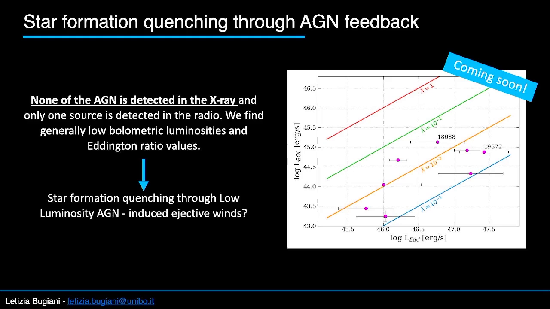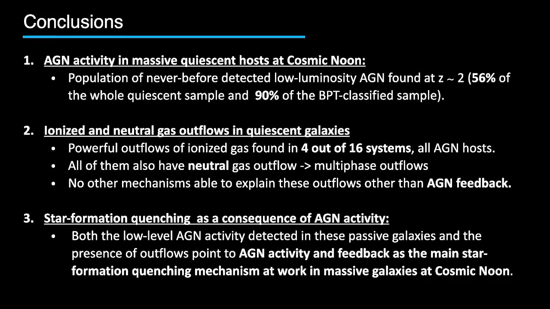I looked at the AGNs that are in my sample, and they are generally with low bolometric luminosity and low Eddington ratio values. So we hypothesize that the star formation quenching and the maintenance of low star formation rate in these massive galaxies is mostly due to low luminosity AGN feedback. So I leave you here with my main conclusions, and I'm happy to take any questions. Thank you.